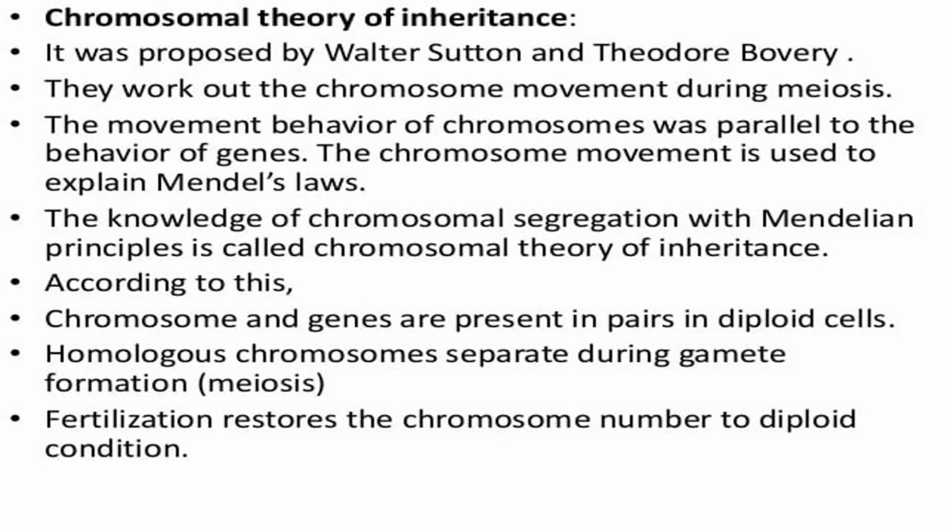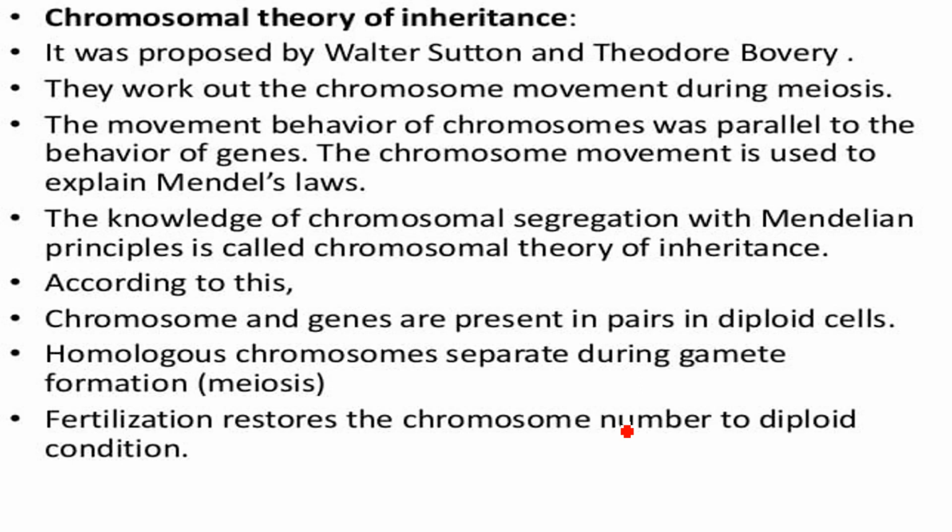The chromosomal theory of inheritance was first proposed by Walter Sutton and Boveri, which is why it is termed the Sutton and Boveri theory. How does this theory work? The behavior and movement of chromosomes is parallel to the behavior of genes, and chromosome movement is used to explain Mendel's laws. We have already discussed Mendel's laws.